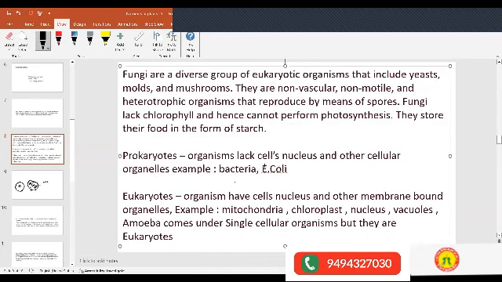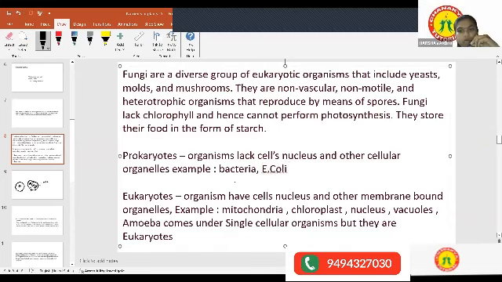Yes, ma'am. E. coli, Escherichia coli is one more bacteria. They are also prokaryotes. They are single-cellular.